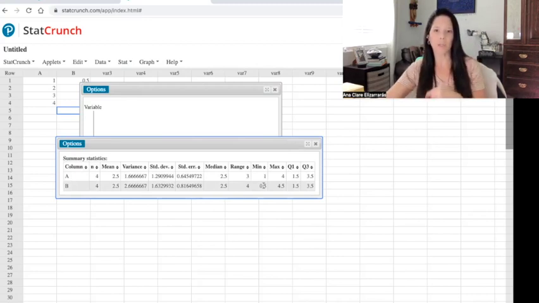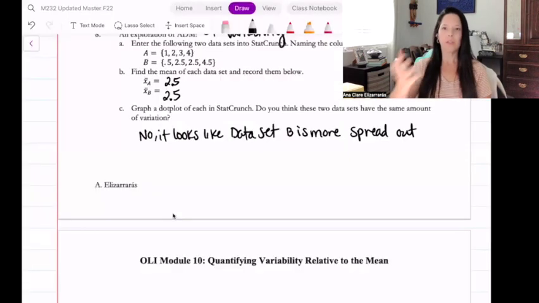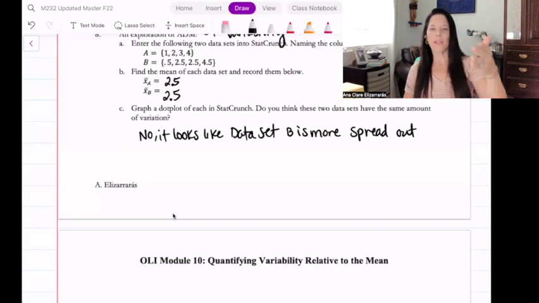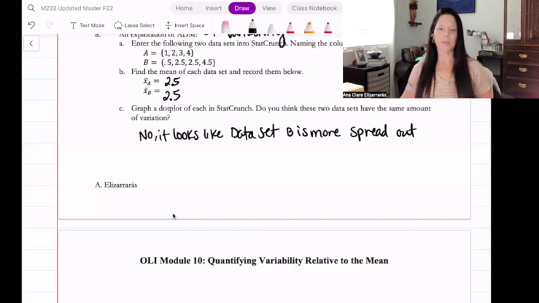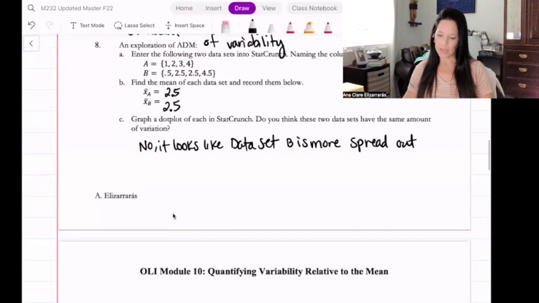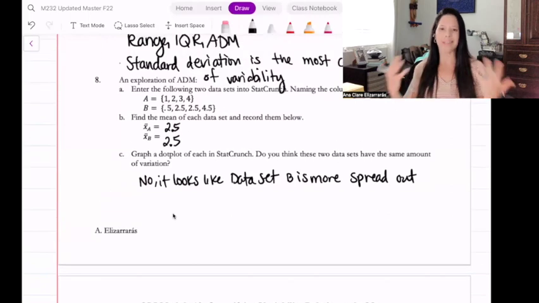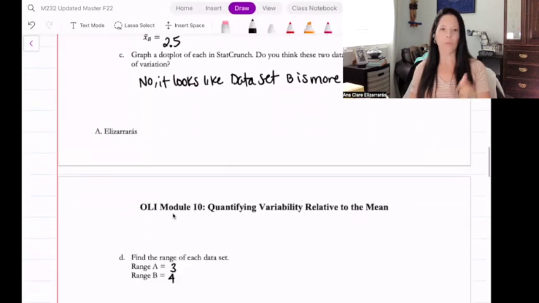We're going to head back to our notes now to continue working through these guided notes. Just to recap, we calculated that the mean for data set A and B were both 2.5. And we said that data set B looked a little bit more spread out when we calculated the dot plot. And then the range for data set A was 3 and the range for data set B was 4. Now the next question that we're asked is to calculate the average deviation of these 2 data sets.